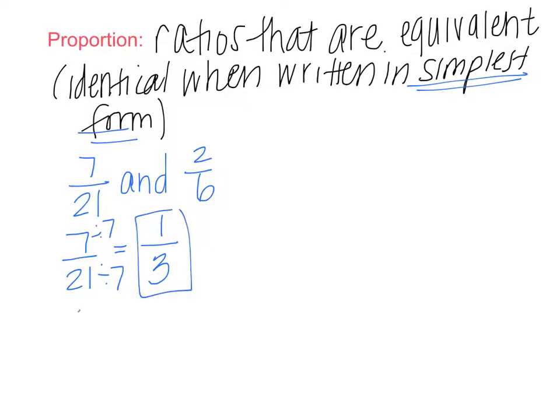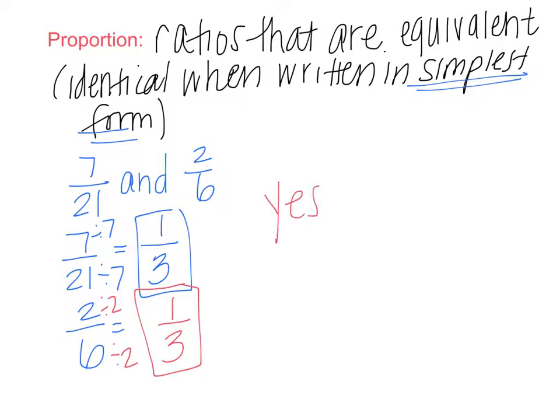So now we need to do 2/6, and we need to see if in simplest form, if that also equals 1/3. So if I look at 2 over 6, I'm going to divide the top by 2 and the bottom by 2, and I get 1/3. Since they are both 1/3, yes, they are equivalent, which means yes, they are in proportion. Let's try another one.